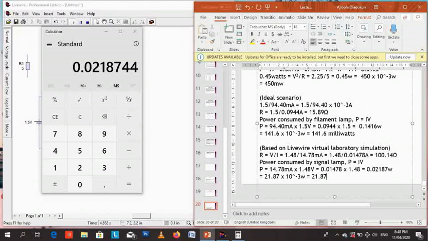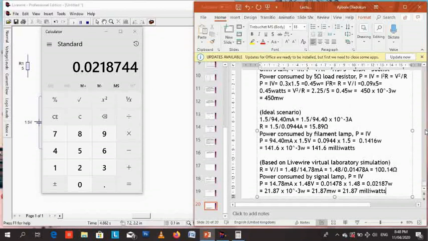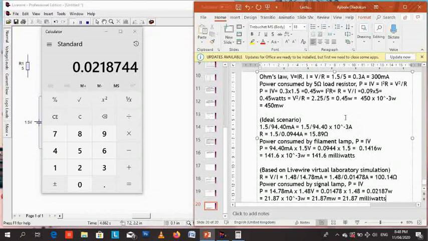21.87 milliwatts. You can write it in full, or you can just use the symbol small m and capital W. That should be capital W, sorry about that. Or is it small w? I don't know. In some textbooks, I've seen small w, and I've seen capital W. Probably I'll confirm that and get back to you. So that's basically all about that.